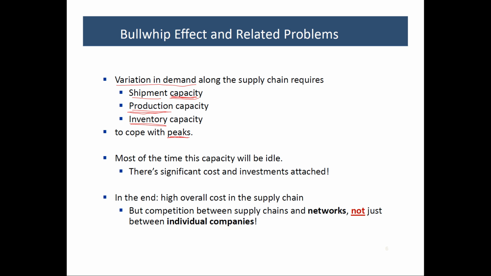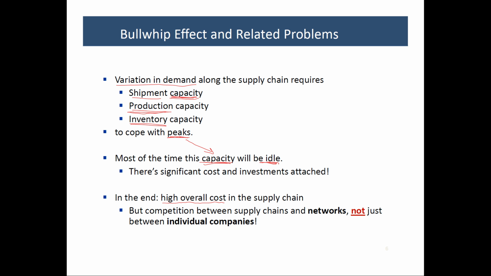The problem now is that if you have variation, demand goes up, but demand also goes down. And this means that most of the time, this built-up capacity that should cope with the peaks will be idle. That leads to high investment costs, but also recurring costs on a daily basis. So this is bad for all the supply chain partners, because every one of them will end up with high overall cost in the supply chain.